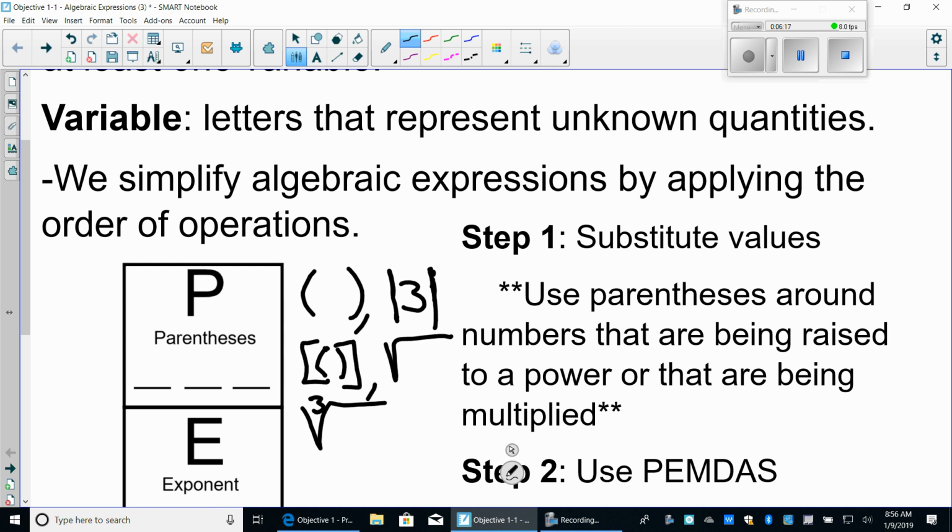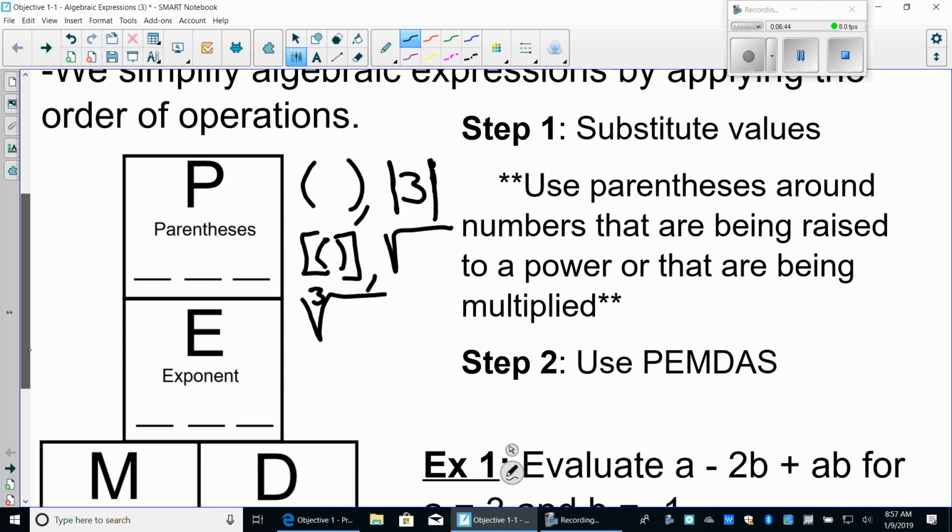In my crazy mind, I think that all these symbols are like giant arms. You know what I'm talking about? Like Inspector Gadget arms, and they hold numbers together. Anything that holds numbers together, even if it's a root or a bracket or absolute value or parentheses, you're going to do whatever that is first. Okay? So then exponents come second.